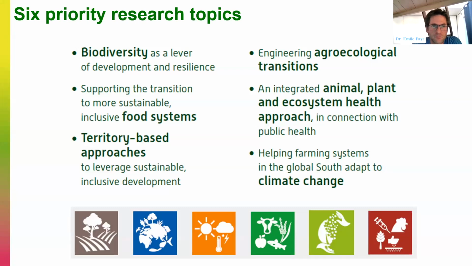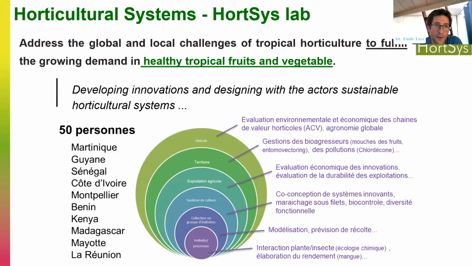Basically, our 6 main research topics are those ones, where you can find the classic One Health approach, biodiversity, of course, and the agroecological transition. The one we are working on specifically in this project is the agro-transition, to develop more sustainable and inclusive food systems in the developing countries. And I am specifically working in the HortSys lab, which is the horticultural system laboratory, which aims to address the global and local challenges of tropical horticulture worldwide, developing innovation and designing with the actors sustainable horticultural systems from really small scales, the field scales, up to almost the global scales.